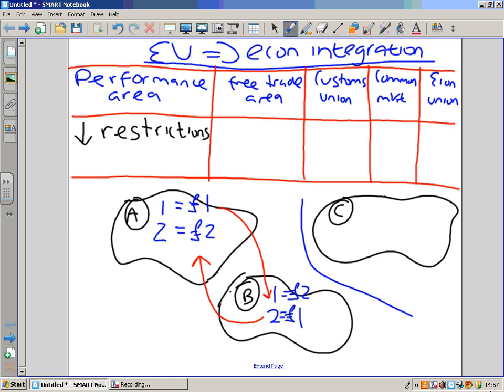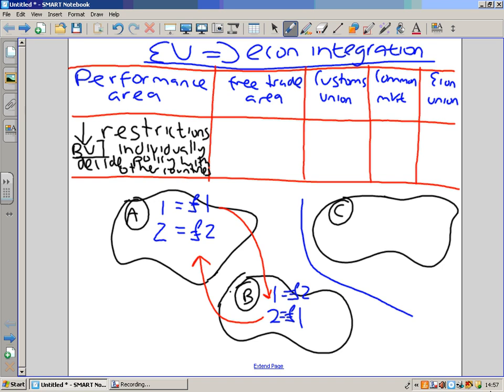At the moment though, both countries operate independently when it comes to country C. So yes, they've agreed to low restrictions between each other, but they will each individually decide policy with other countries. So if country A wants free trade with country C, they will do. If country B wants restrictions with country C, they will do. They each have their own policy with dealing with country C.